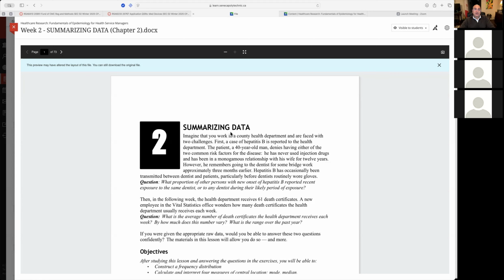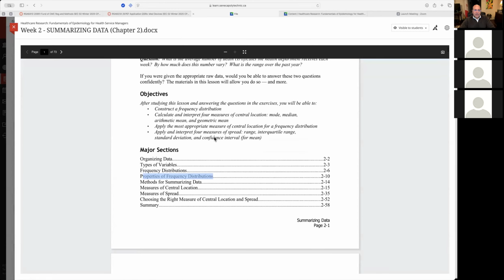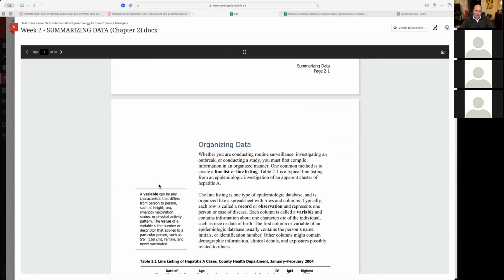We're going to look into the summarizing of the data in epidemiology. So we're going to look into organizing the data, types of variables, frequency distributions, properties of frequency distributions, methods for summarizing the data, and we are going to come up with the measure of the spread, central location, and then the summary of what we learned so far.